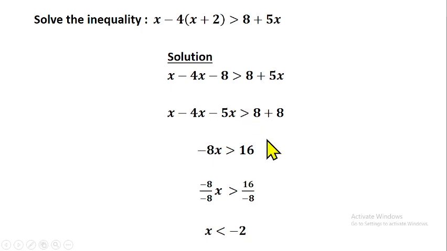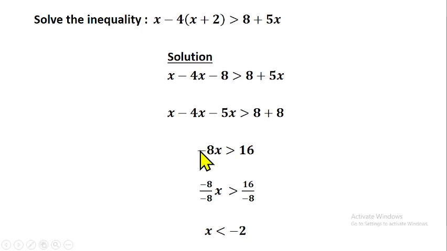Then here you can collect like terms. So we have x minus 4x. This plus 5x comes to this side and becomes minus 5x, greater than 8. Then this minus 8 comes here and becomes plus 8. Does that make any sense to you? Then from there, what is x minus 4x? That's minus 3x. Then minus 3x minus 5x will give us what? Minus 8x, greater than 8 plus 8, which will give us what? 16.